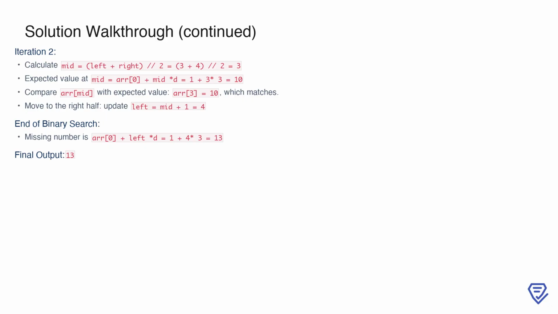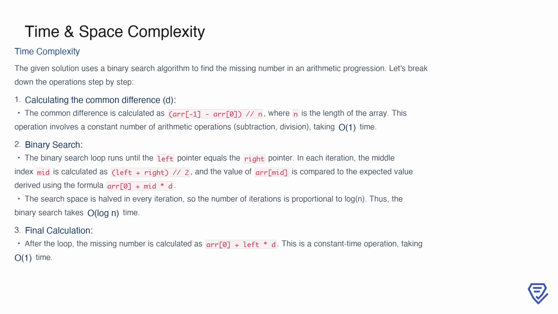Thus, the final output for this example is 13. To analyze the time complexity of the solution, we start by breaking down each operation. First, the common difference of the arithmetic progression is calculated using the formula (ARR[n-1] - ARR[0]) / n, where n is the length of the array. This involves a constant number of arithmetic operations, subtraction and division, which take O(1) time.